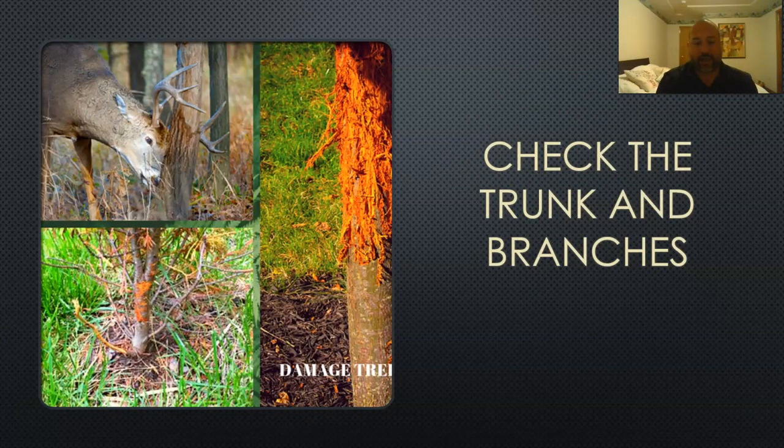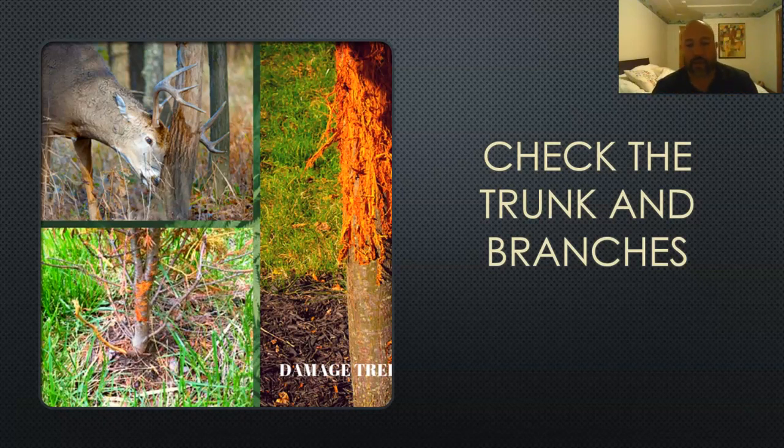And then checking the trunk and the branches. So, to explain the idea of deer rubs from before, there's a good example of a deer doing it and the different kind of damage that it might create. Sometimes it's a little bit, sometimes it's a lot. It just kind of depends on what's going on. But we always want to check the trunk and the branches to see, is it localized to one area or is it spreading throughout the tree?